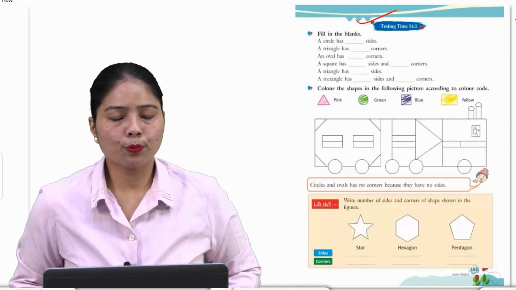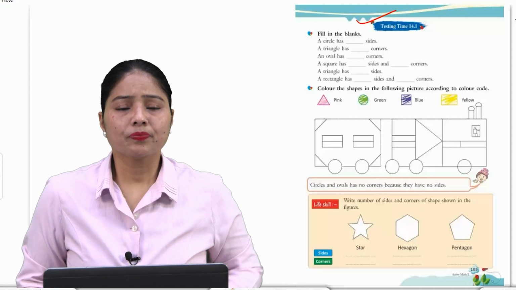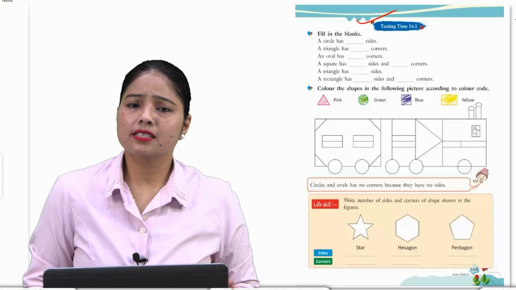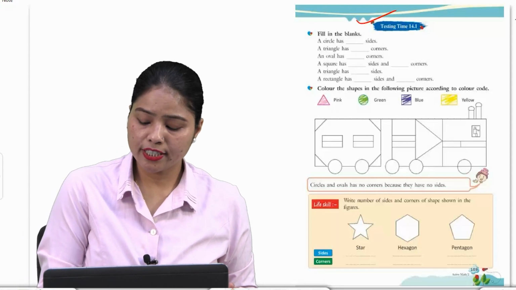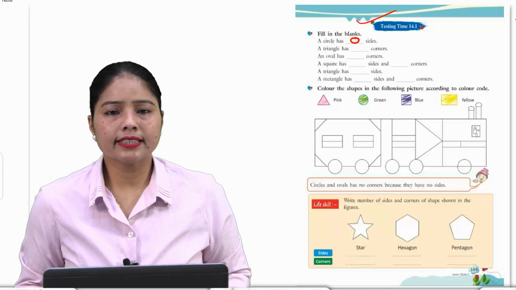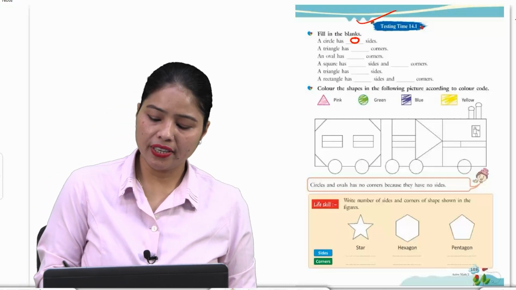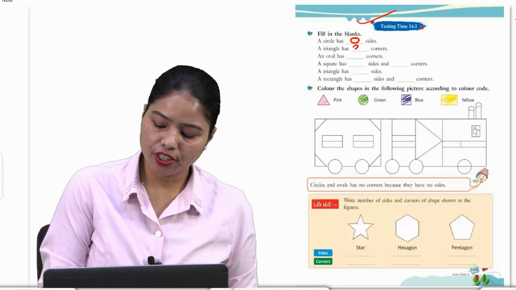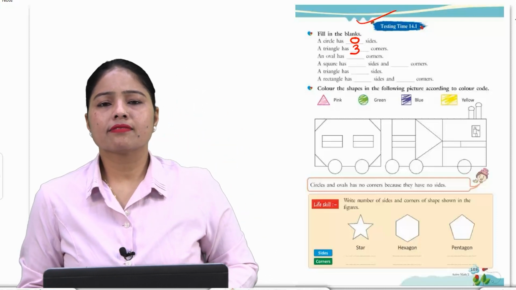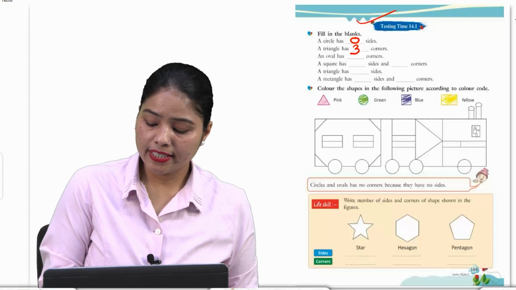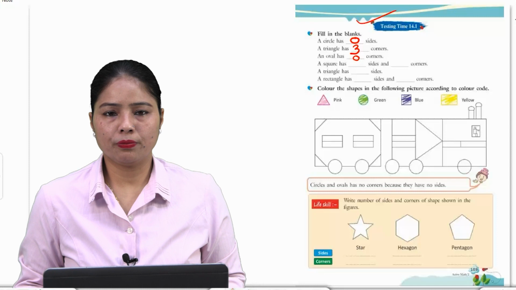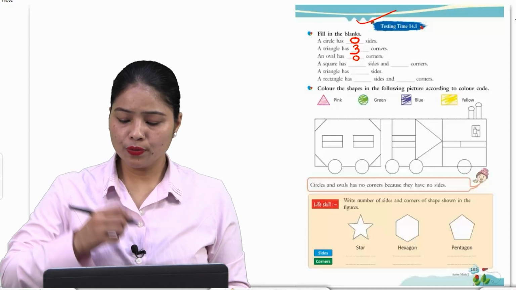Testing time 14.1. Filling the blanks. A circle has how many sides? Circle has 0 side. Okay. So write it 0. A triangle has कितने corner होते हैं? Clearly 3. Yes, a triangle has 3 corners. Similarly, an oval has 0 corners. So write it 0. So these are the other. You have to just fill it your own beta. Okay. So now move on.